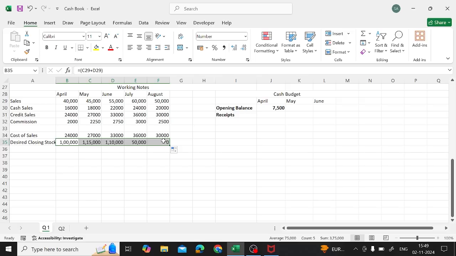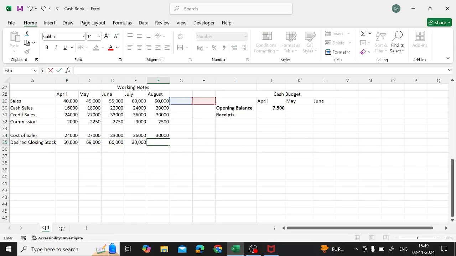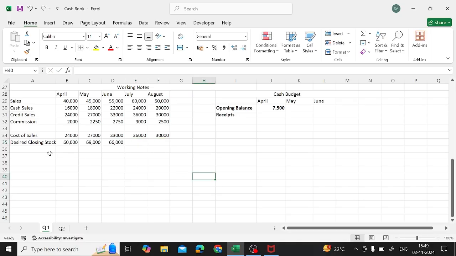These are the sales. But the cost of sales is 60%, so we'll take 60% of the sales of the next two months. This will be the closing stock. We need to find out for the month of August because the next 2 months' sales are not defined for July and August. The desired closing stock is 60,000, 69,000, and 66,000.